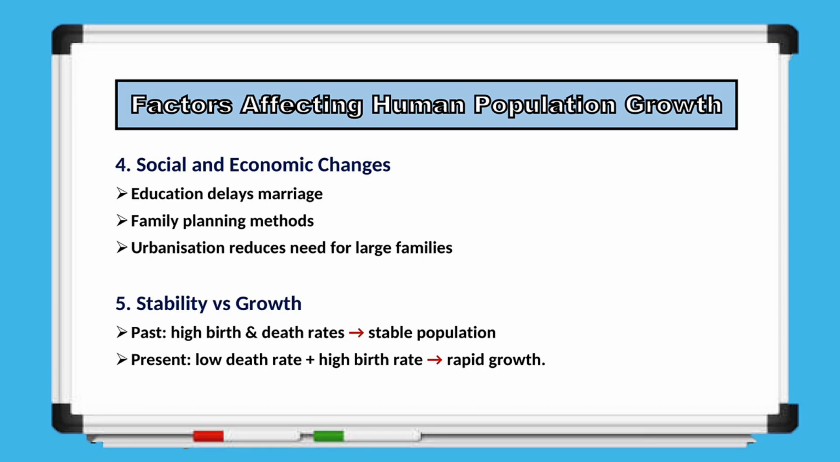Social and economic factors also play an important role. Higher levels of education often delay marriage and reduce family size. Family planning methods allow people to control the number of children they have, while urbanization reduces the need for large families. In the past, both birth and death rates were high, so population growth remained relatively stable. Today, in many developing countries, birth rates remain high while death rates have fallen, resulting in rapid population growth.